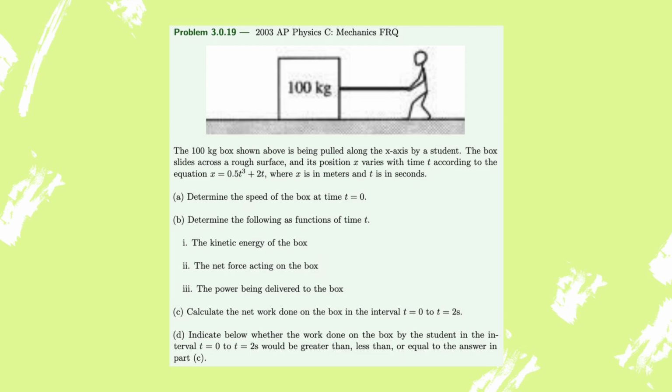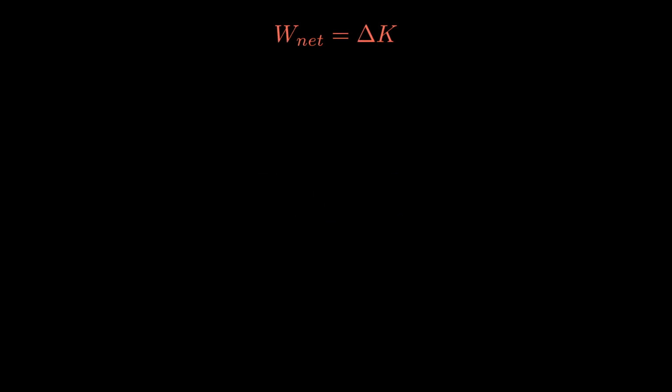Now in part C, we want to find the net work done on the box. Well, we know that the net work done is simply the change in the kinetic energy, and this is the work energy theorem. So, now to find the change in the kinetic energy, we want to find the final velocity and the initial velocity. Well, we already found an expression for velocity. It was 1.5 t squared plus 2.